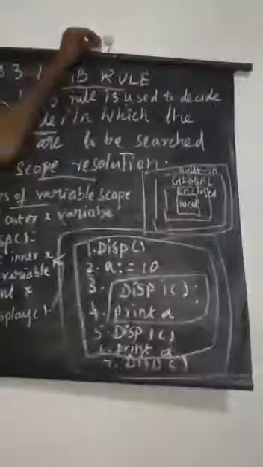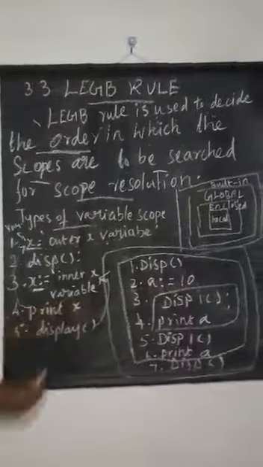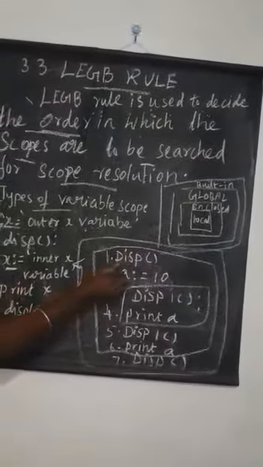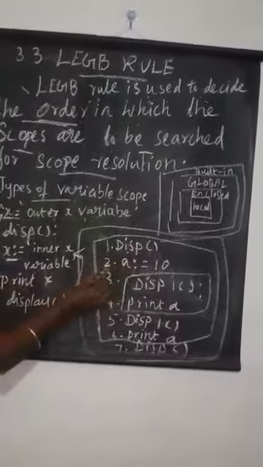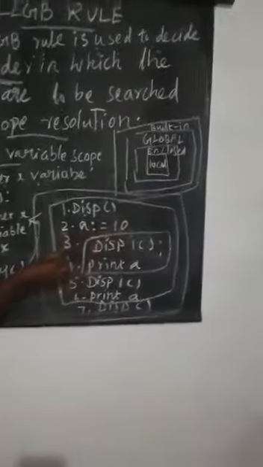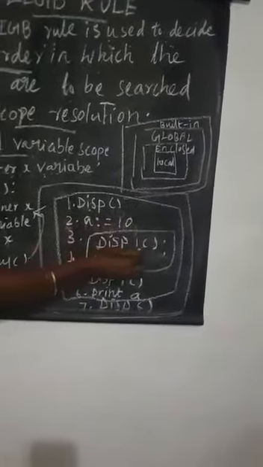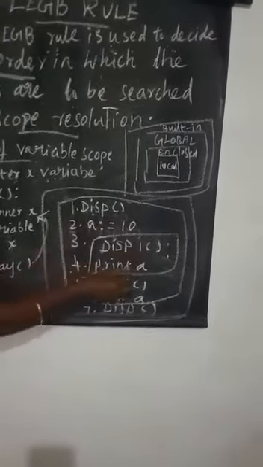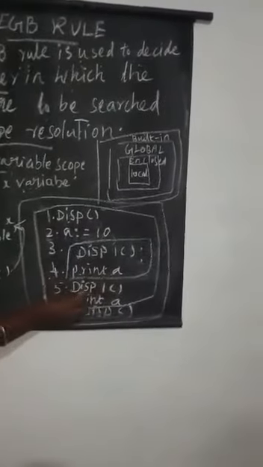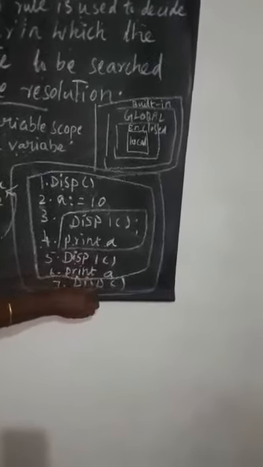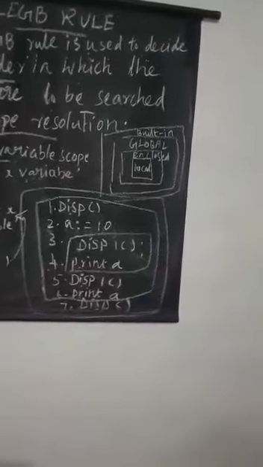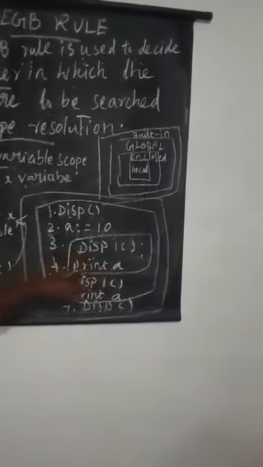For example, here: first step disp off, second step assign the value 10, third step disp 1 off, fourth step print A, fifth step disp 1 off, sixth step print A, seventh step disp off. Here disp 1 off print A.